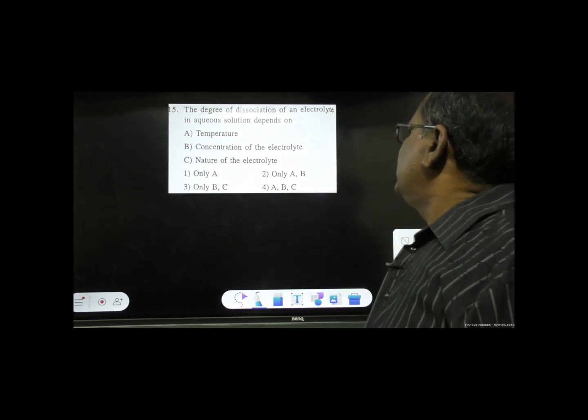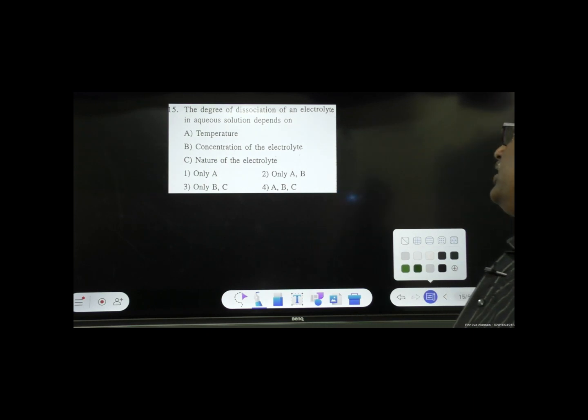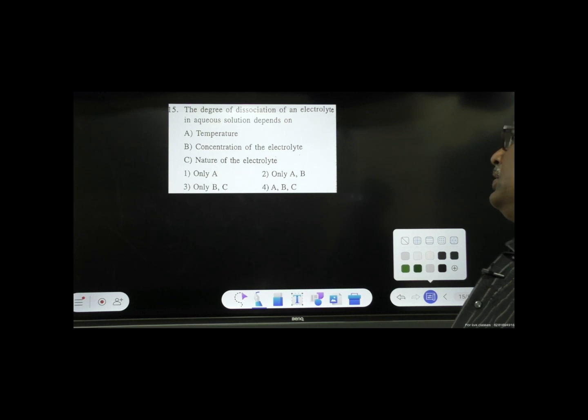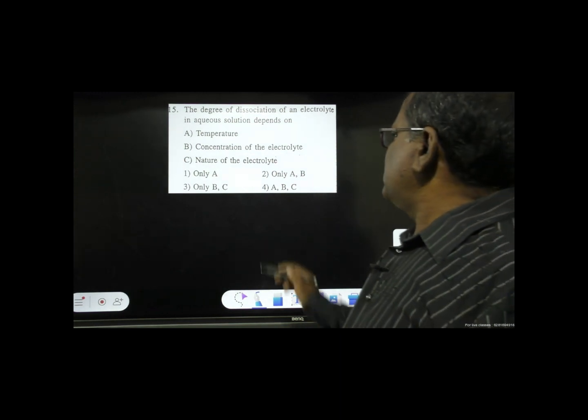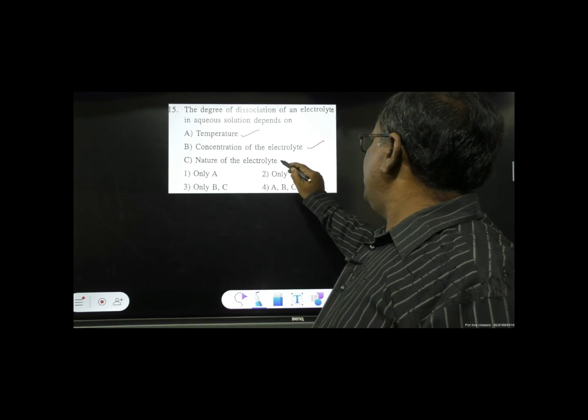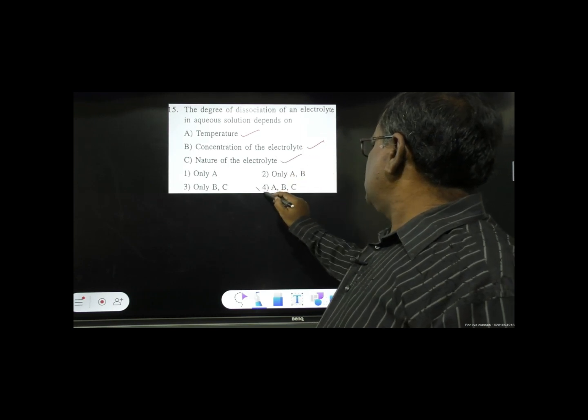Next question: the degree of dissociation of an electrolyte in aqueous solution depends upon what? The degree of dissociation will depend upon temperature, and also on concentration, and also on the nature of the electrolyte. So all the three are correct. It depends upon temperature, concentration, and the nature of the electrolyte. So the fourth option is correct.